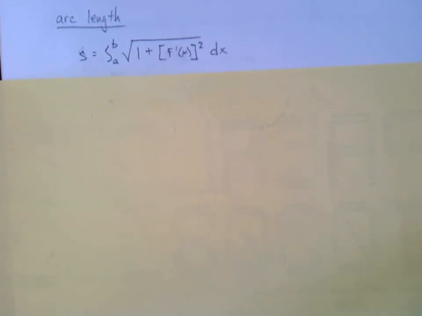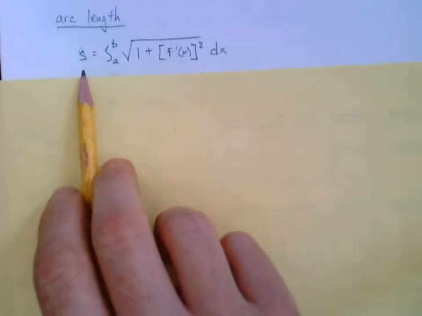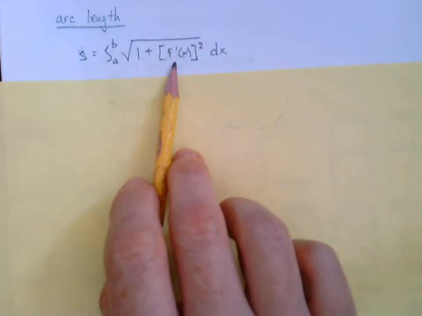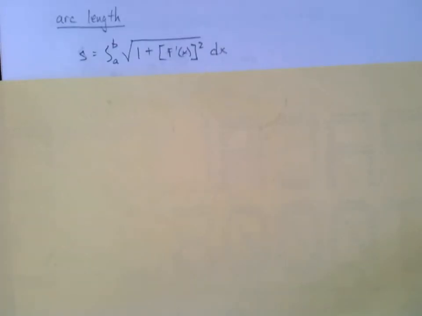Let's talk about arc length. This is our formula from chapter 8. S equals the integral from a to b of the square root of 1 plus f prime of x squared dx. Let's figure out the equivalent parametric form for this integral.